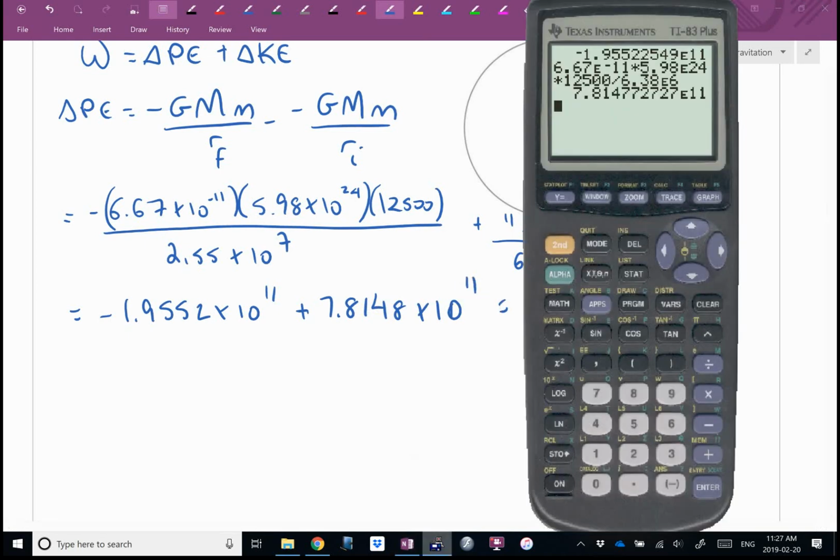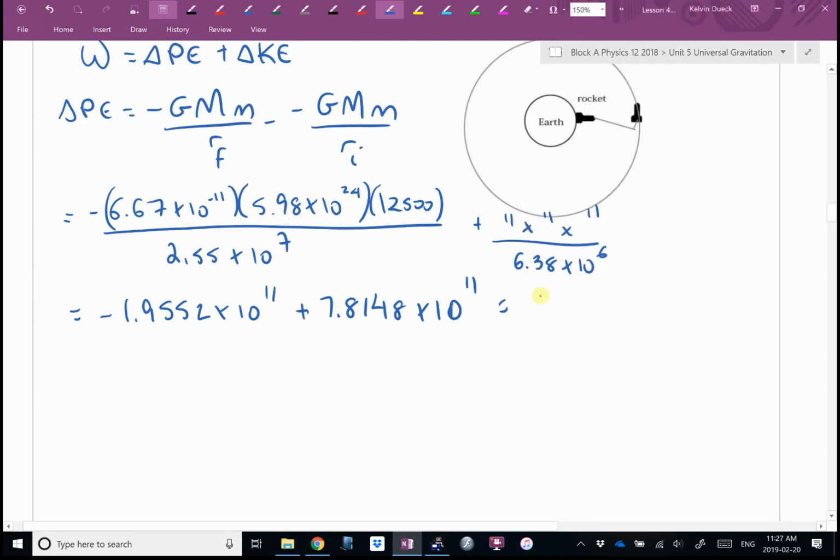So this plus negative 1.9552 times 10 to the 11th, I get a change in potential of 5.8596 times 10 to the 11th joules. And I'll put a box around that because I ain't done.